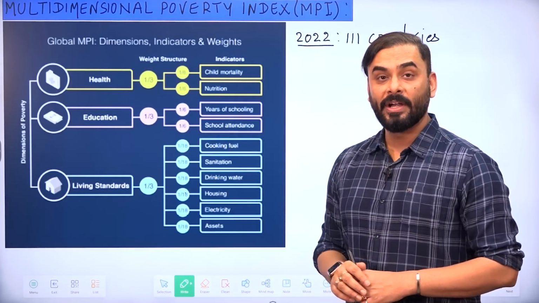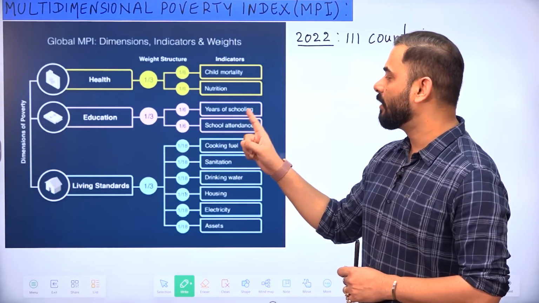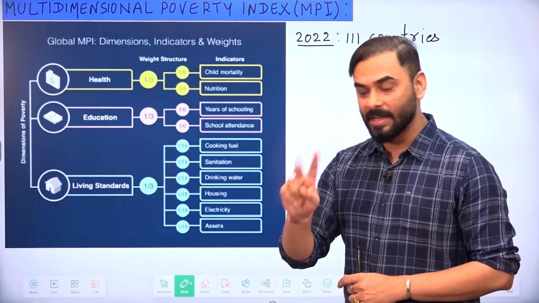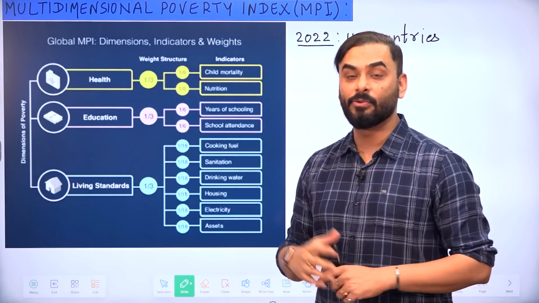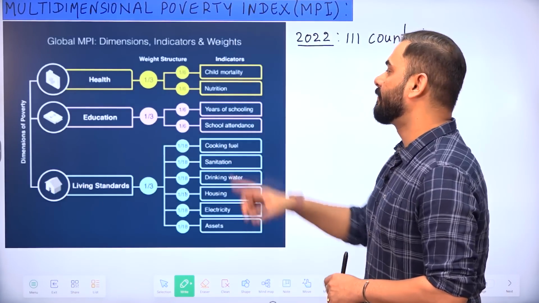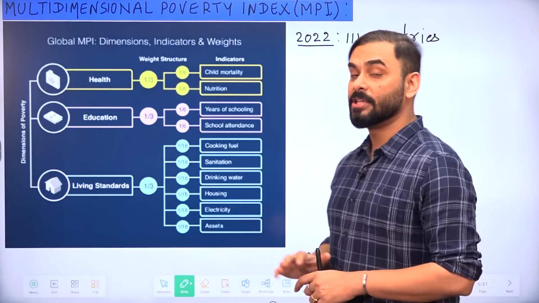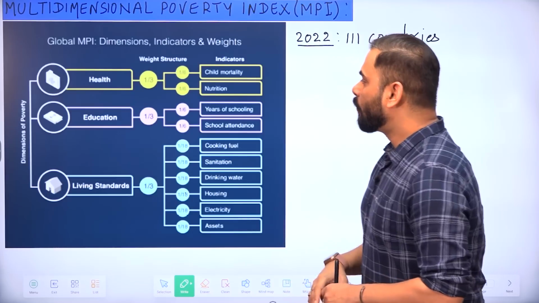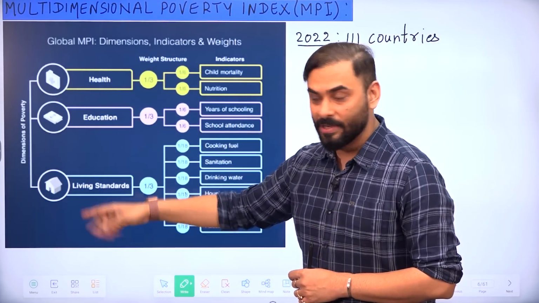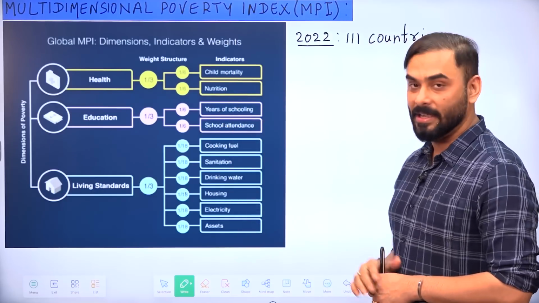How do we calculate education? Education is calculated using school attendance as well as years of schooling. So there are 2 indicators to measure deprivation in education. Similarly, there are 2 indicators to measure deprivation in health. First is nutrition and the second is child mortality. Now, how many indicators are there in total? 10, right? And how many dimensions of poverty are there? 3. And these are 10 indicators.